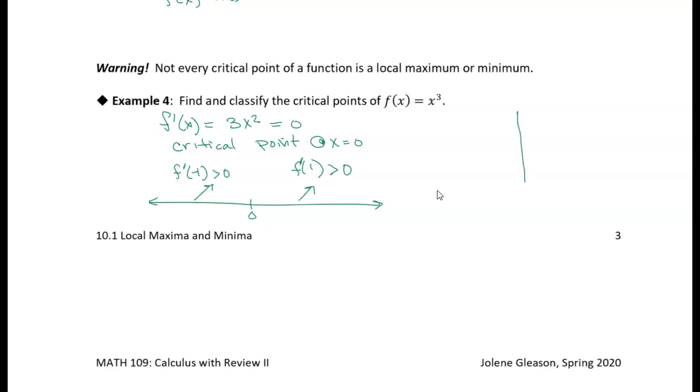Now, if you were to actually graph x cubed, you've probably seen a graph of x cubed. It looks like that, sort of, right? So this is f of x equals x cubed, and this is x. You can see that the slope is 0 here at 0, right? That's what our derivative told us. But it's not a maxima or minima, right? It's neither, okay? So we don't always get a maximum or minimum at every critical point.